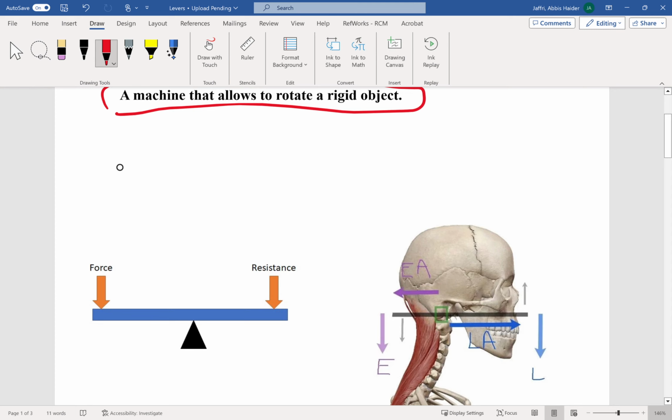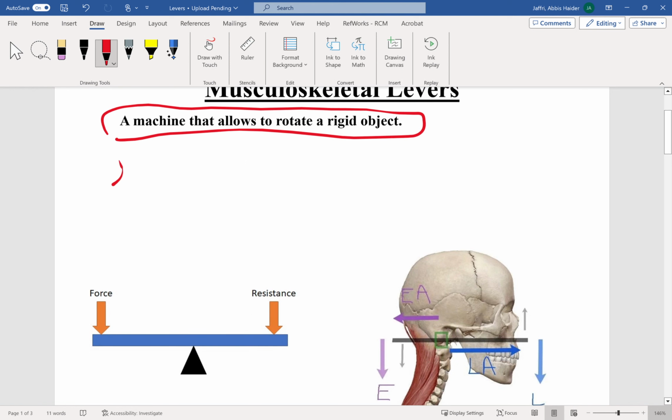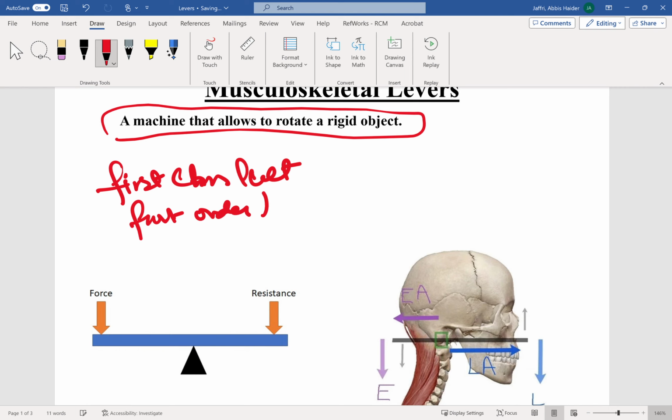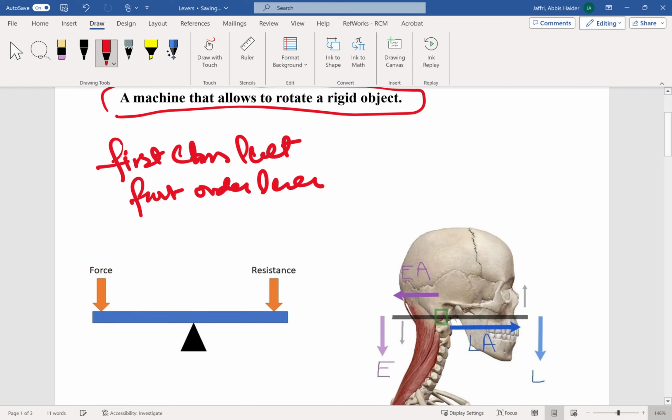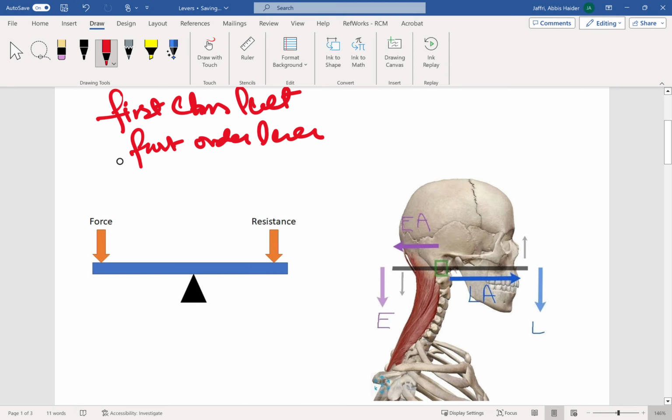Okay, so the first one we are going to talk about is your first class lever. This is also called a first order lever. So how is the first class or first order lever described? This is basically when your fulcrum is in between the force and the resistance.